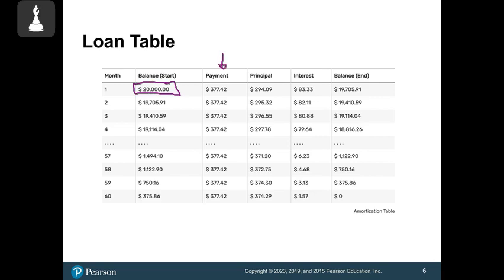This payment column here is what you're paying every month. And then you'll see here how much goes towards principal. That's how much is going towards your balance, and how much is going to interest. As you go down this principal column, you'll see that these values are slowly increasing until at the end, almost everything I'm paying is towards the principal.